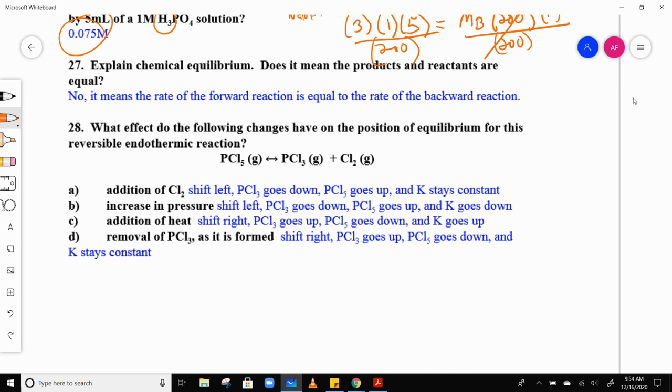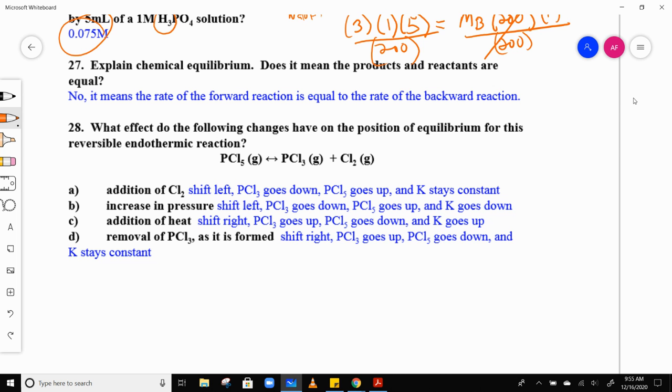Okay, next one. Number 27. Explain chemical equilibrium. At equilibrium, it doesn't necessarily mean that products and reactants are equal to one another. It just means that the rate at which products turn to reactants and reactants turn to products, they go back and forth at the same rate. So the rates of the forward and backward reactions are equal. It's not necessarily that the concentrations are equal.